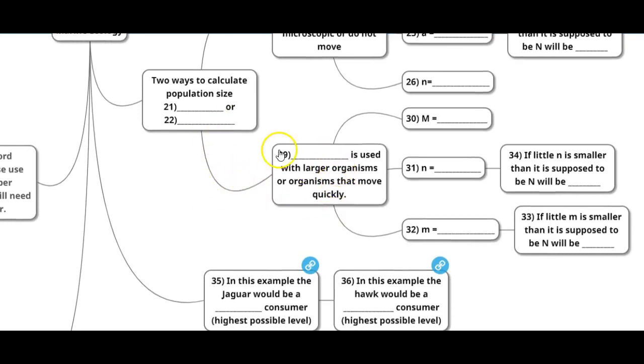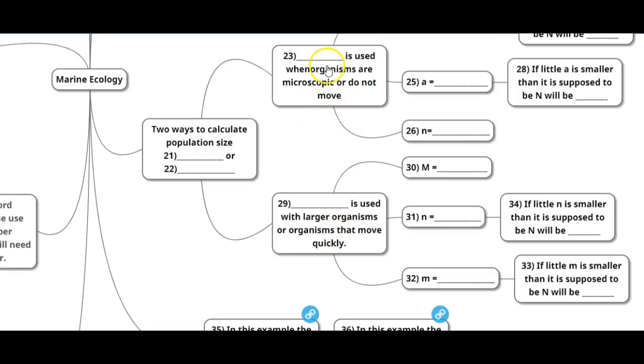All right, come over here to number 29. So this is usually larger organisms, or the organisms move quickly. Basically, they're not going to stay in your squares or your quadrants. You're going to use mark and recapture. Big M, it's the number you first mark. Super important number you first mark. 31. Little n, it's the number of organisms you catch the second time. Little m is how many of them, so how many of little n were marked.